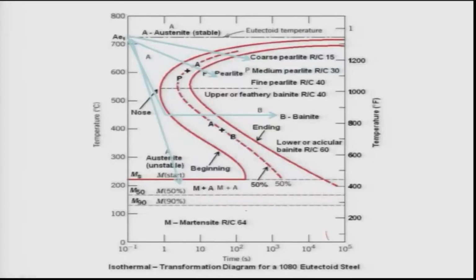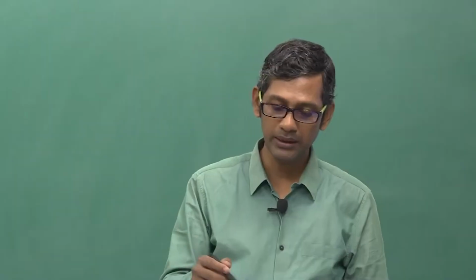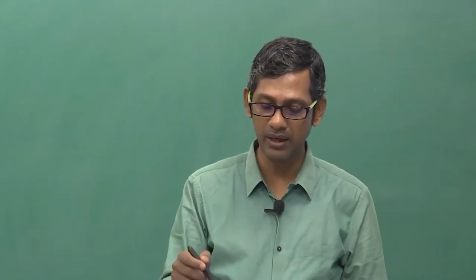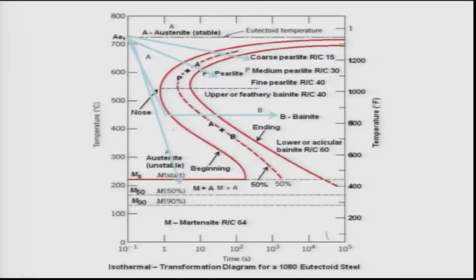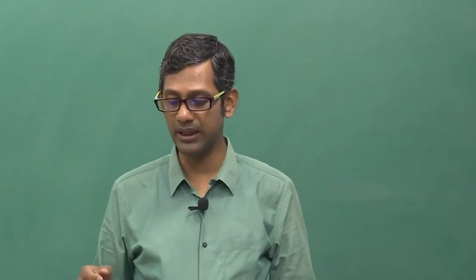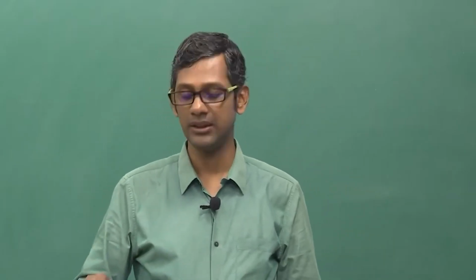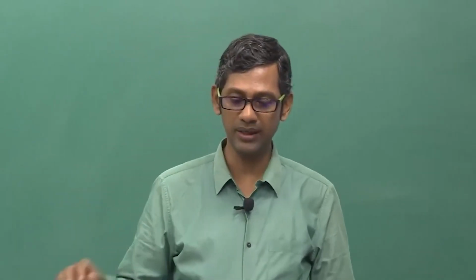Now, I will stop here. We will discuss different things here, different cooling rates, pearlite, bainite and other things in the next lecture, and show you how these can be used for steels to predict different microstructures for different properties, which is also shown on the right side of this table.